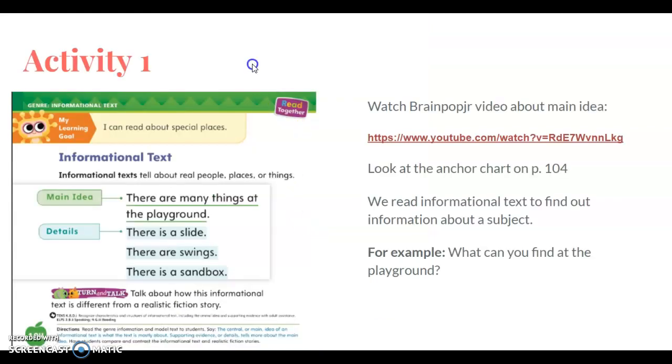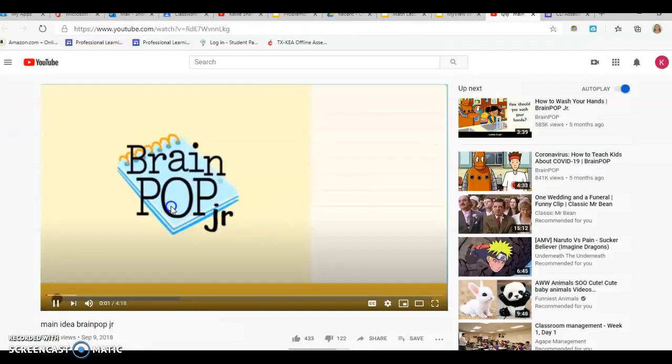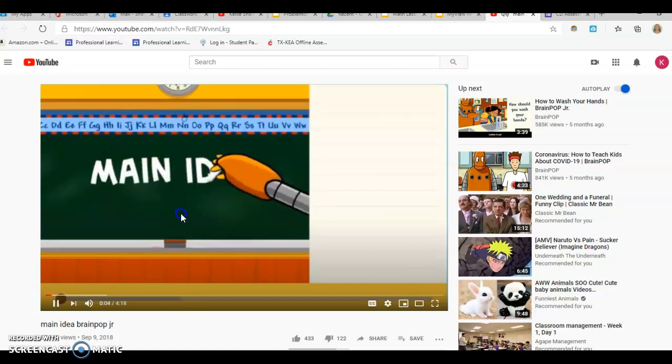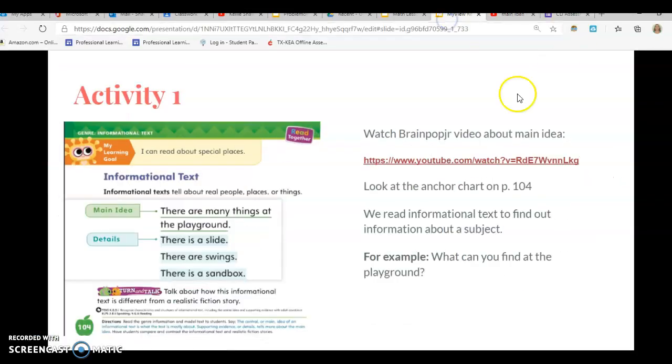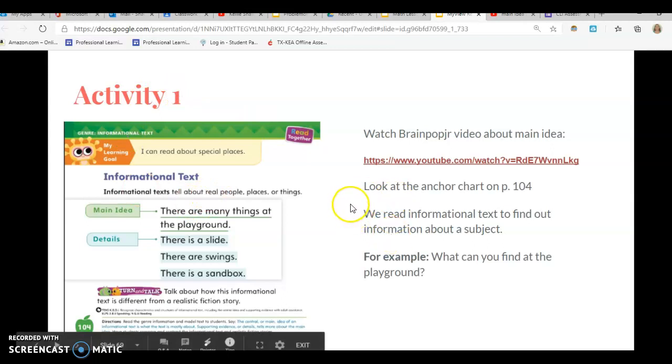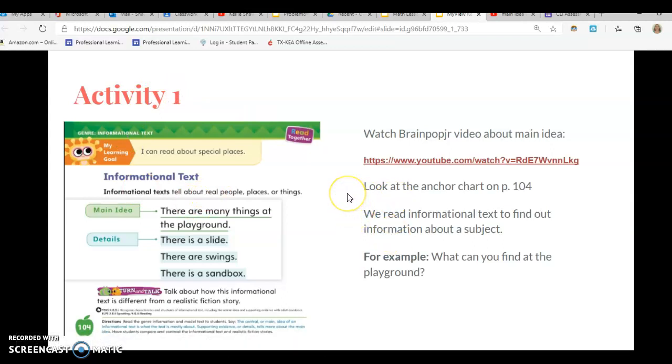Our first activity for comprehension, you can watch this link. It's a Brain Pop Junior video about main idea. It is a fun video for the kids to watch, and it gives you more information about what a main idea is. So you can look at that from the link. But your activity is, we're going to look at the anchor chart right here on page 104, and we're going to learn more about what informational text is and what it looks like.